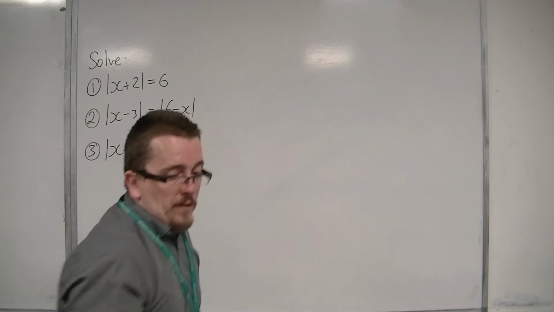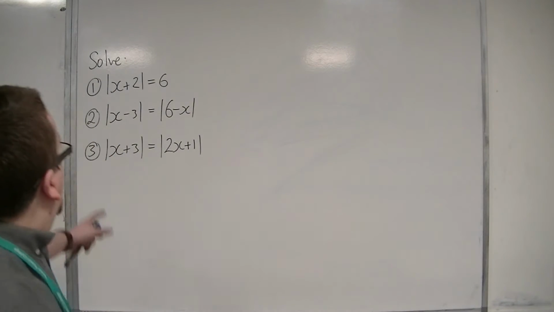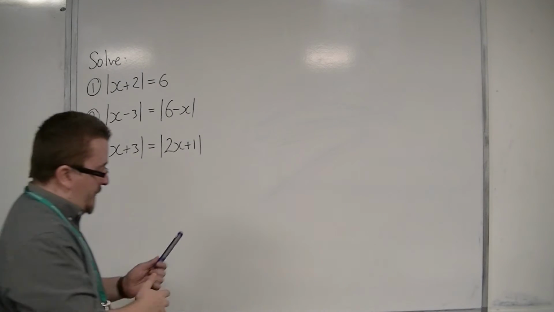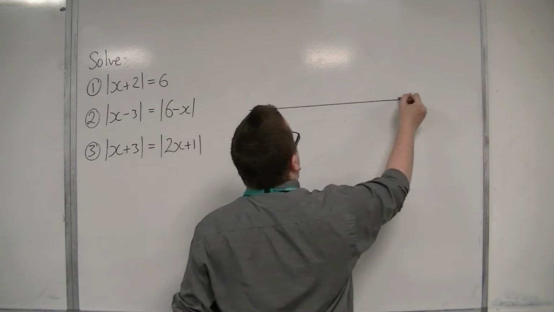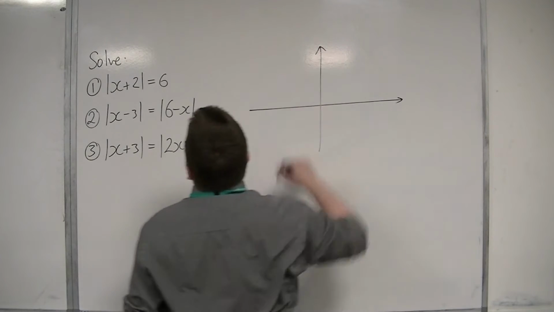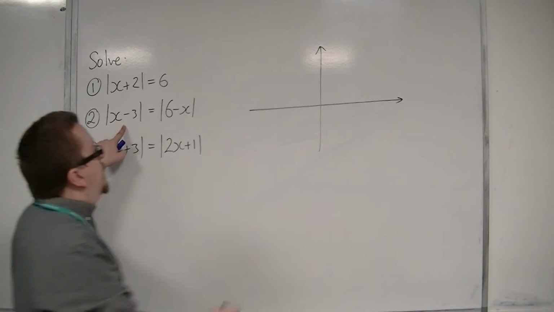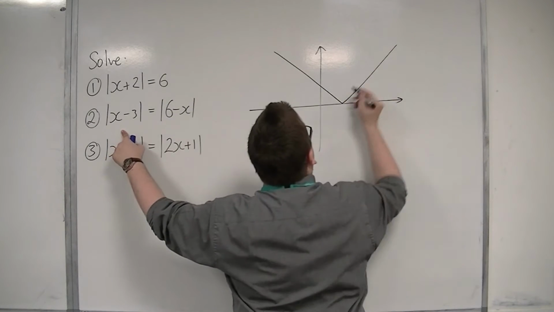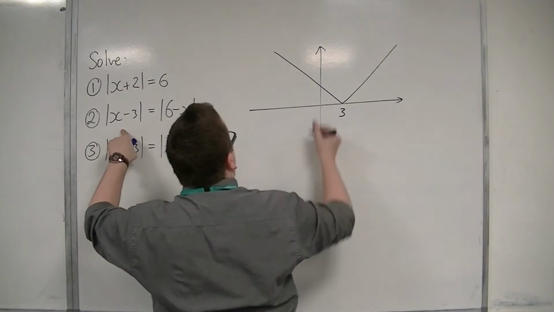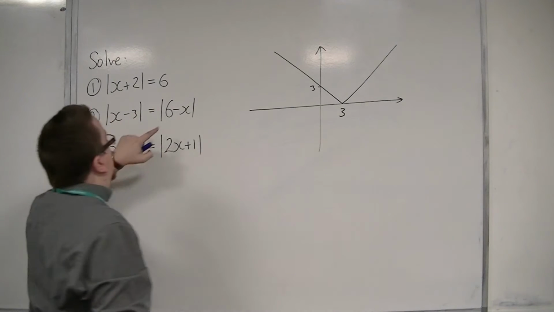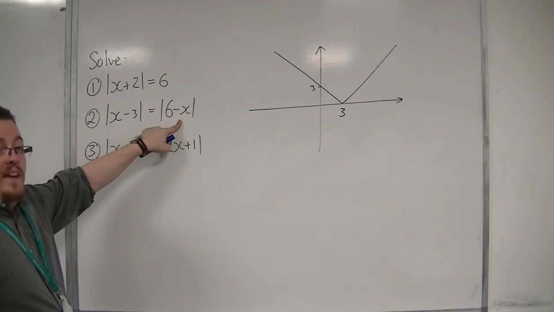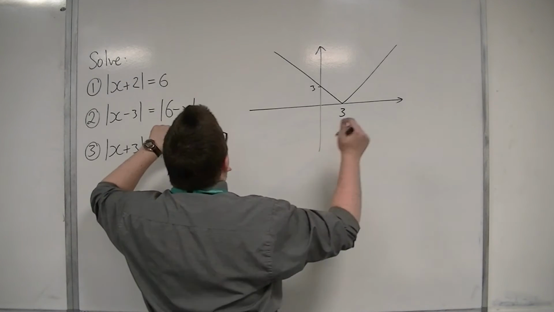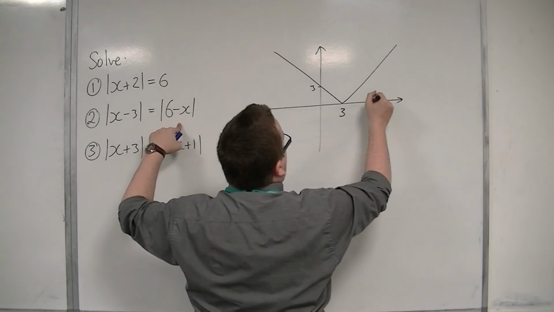Let's look at the second: mod of x minus 3 is equal to mod of 6 minus x. So we're going to sketch these first. The modulus of x minus 3 looks something like this. That's 3 there. The modulus of 6 minus x will look something like this.